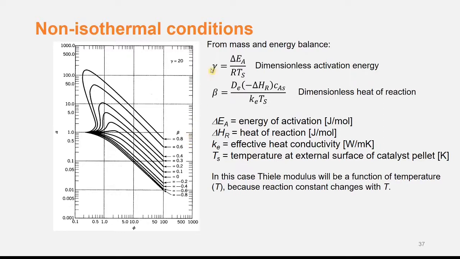First, the activation energy and the heat of reaction are expressed in dimensionless form on the right here. Then you make a graph for a given dimensionless activation energy. Here it is 20. And you plot several curves for the effectiveness factor eta versus the Thiele modulus phi, each one for a different value of beta, the dimensionless heat of reaction. Beta equal to 0 is shown roughly in the middle, and this is the curve we have seen before.